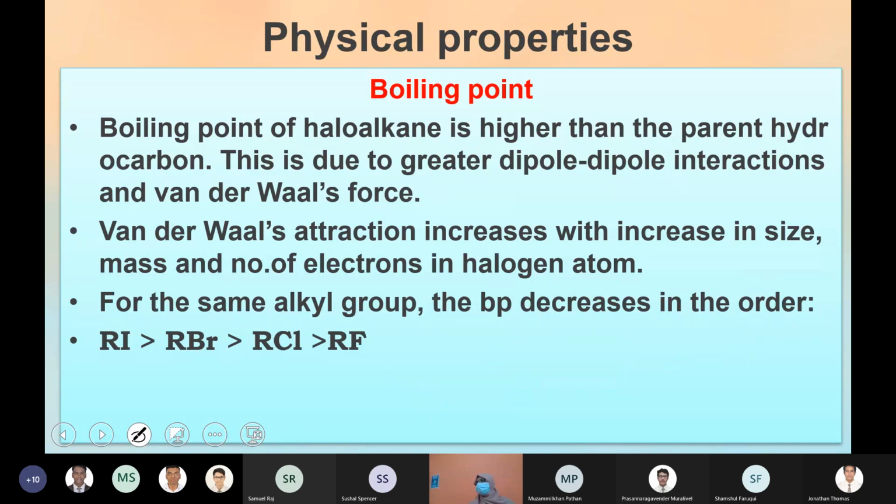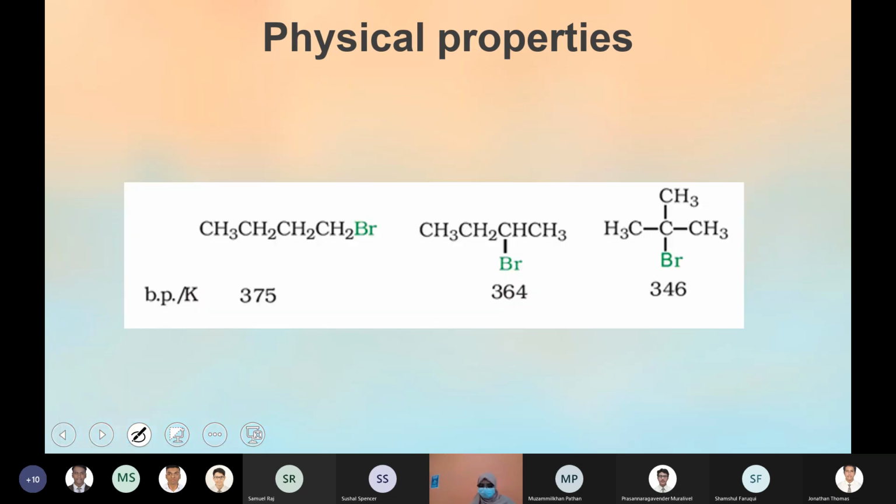Only van der Waals, because there is no other attraction, because bonds are non-polar. Then among the alkyl halides, if you want to compare the boiling point of fluoride, bromide, chloride and iodide, you can see the boiling point decreases in the order. Fluoro compounds have, yeah, this is the example.